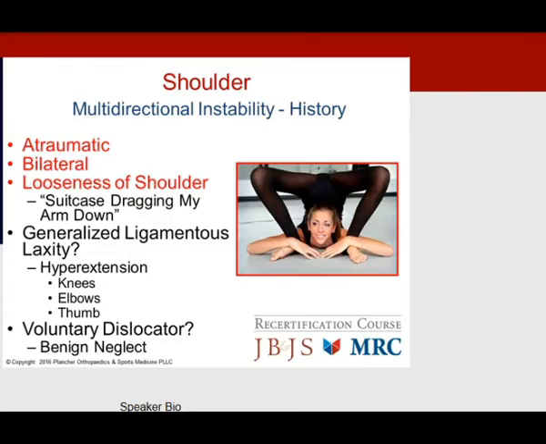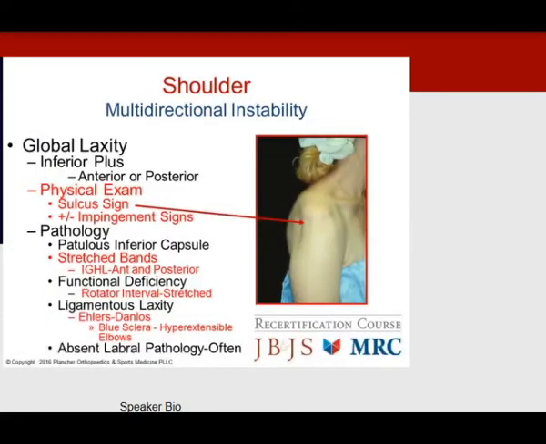Multidirectional instability is that atraumatic bilateral problem where a patient says, well, I carry a suitcase and my arm drags down. Look for generalized ligamentous laxity or hyperextension of the knees, elbows, and thumbs. Look for the voluntary dislocator. Here you can see one of the physical signs, the sulcus sign, in a patient that has multidirectional instability.